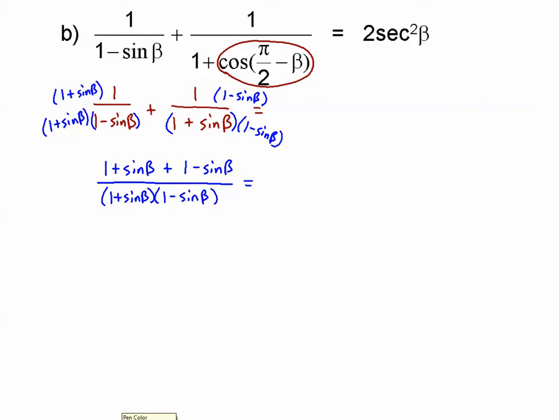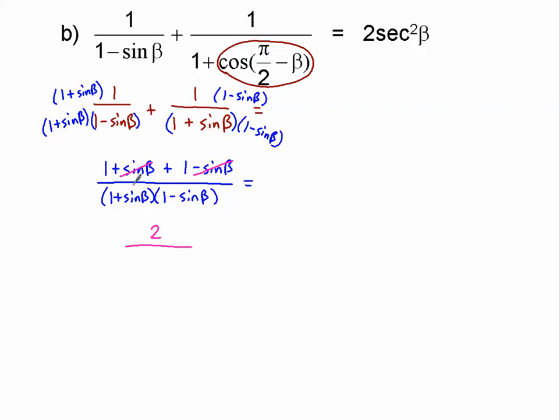I can see some like terms in the numerator. I see a positive sine of beta and a negative sine of beta, so that goes away. I see a 1 plus 1, and that makes 2. Hey, and that's in my answer. So it looks like we're on the right path here. We've got the 2. Now, obviously, there are no more factors up in the numerator. So this 1 plus sine and this 1 minus sine, neither of them are going to cancel away. So now it makes sense to FOIL them together.